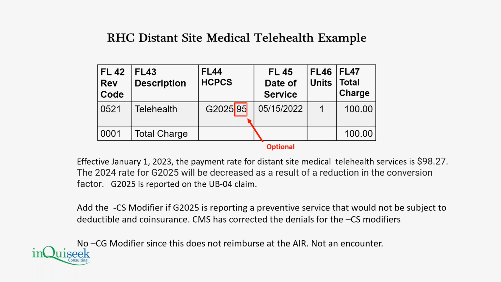So we would put a CS modifier on our G2025 when that represents a preventive service. That way, no cost share to the patient is there. But no CG modifier goes on any of our medical telehealth claims.